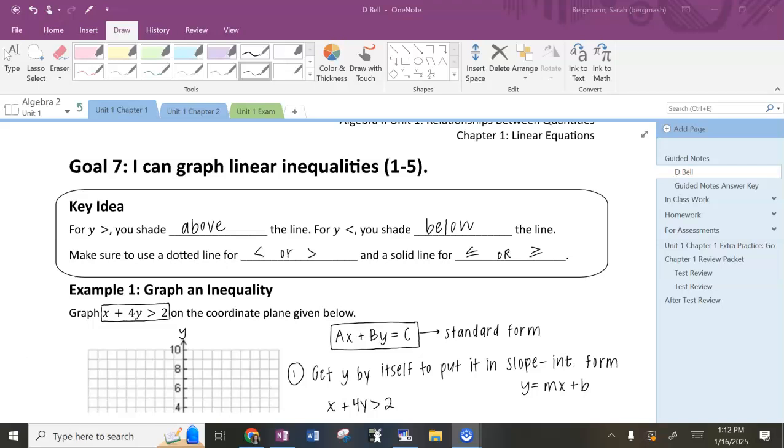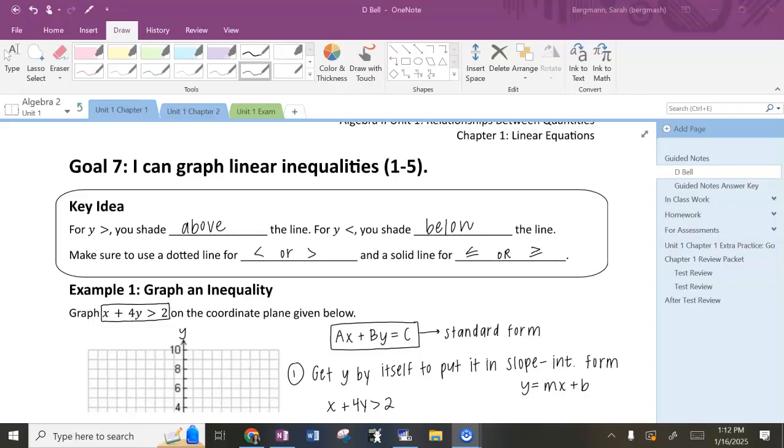Hey everyone, we're back today talking still about lines and their equations, but today we're going to talk about inequalities and how to graph those on a coordinate plane. So again, this is something that we've talked about in Algebra 1, but we're going to review it today.